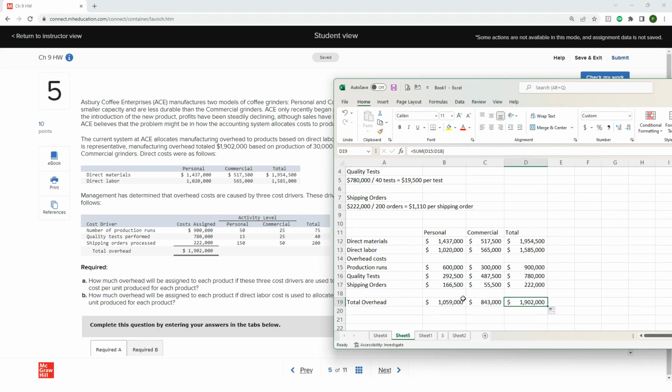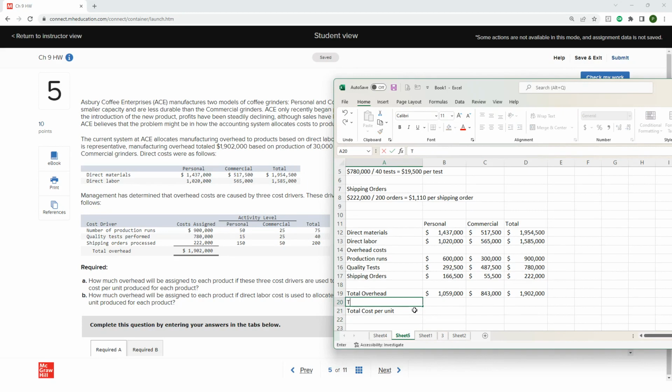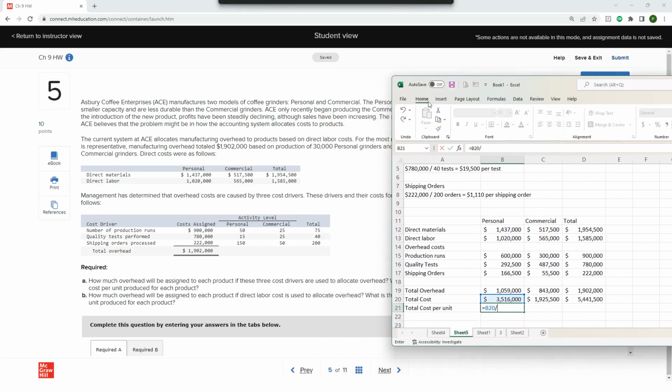And also for part A, they want to know the total cost per unit. So what we can do is total cost: direct materials plus direct labor plus our overhead. Now that we have our totals, we can divide them by the number of units. The fact pattern tells us that we produced 30,000 personal grinders and 10,000 commercial grinders.